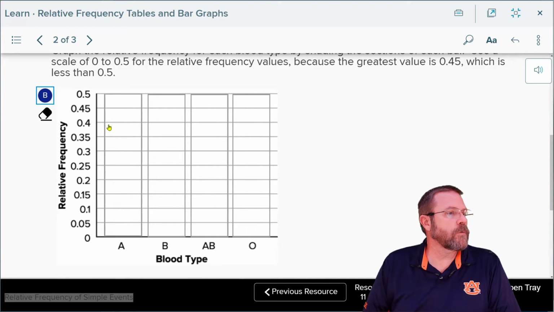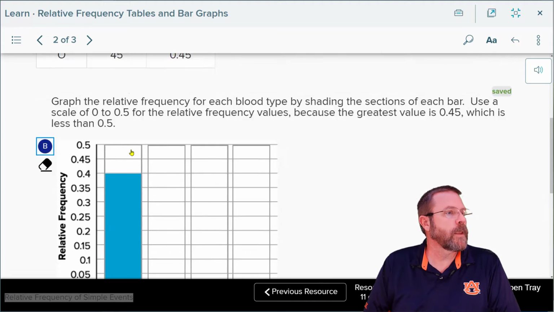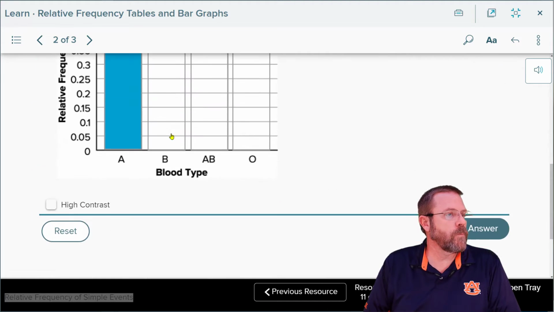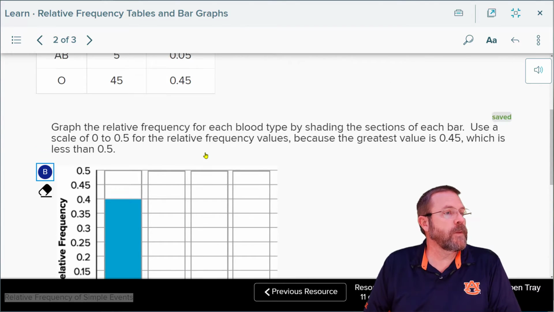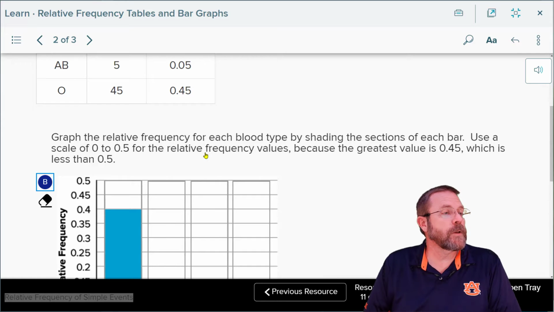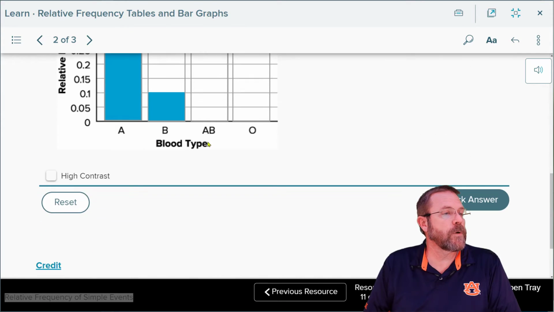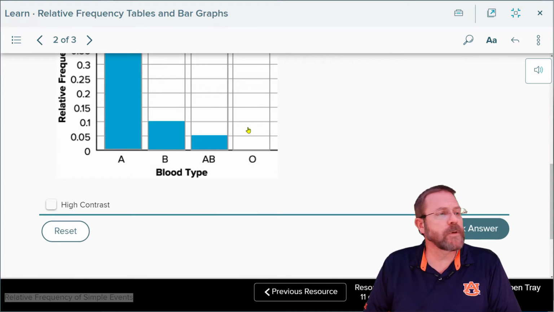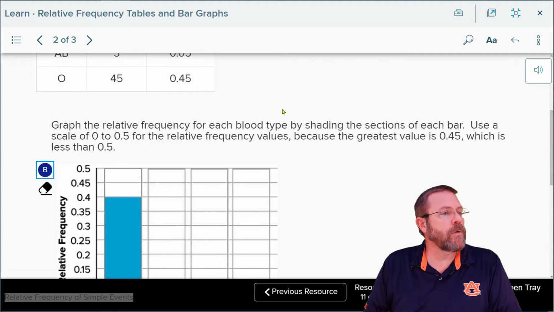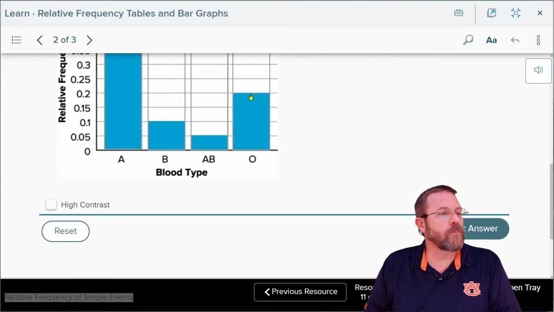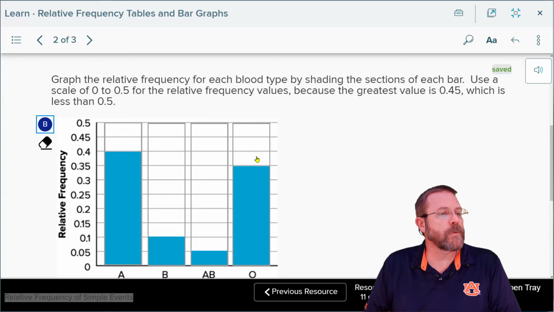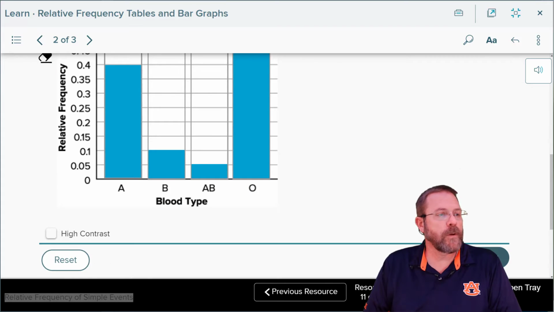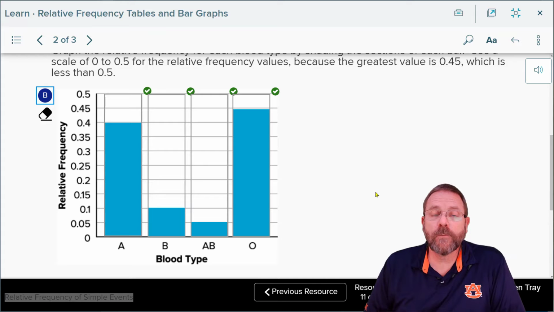So type A was 0.4. So we got our color selected, and we're going to have to shade all of these bars from 0.4 down. Type B was 0.1, which means that bar graph is going to look like that. Type C, no, excuse me, type AB, there's no C. Type AB is going to be 0.05, which is right there. And that's a category I'm in. Didn't know it was that rare. And then type O, they said is 0.45, so we're going to run this one almost all the way up to the top, and it's going to go right there. Check your answer. That's what your bar graph is going to look like.